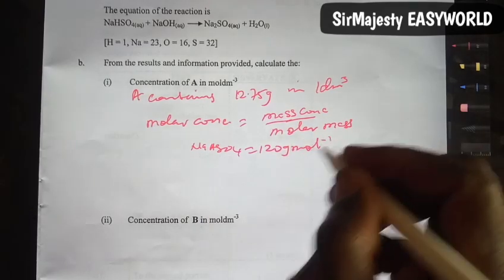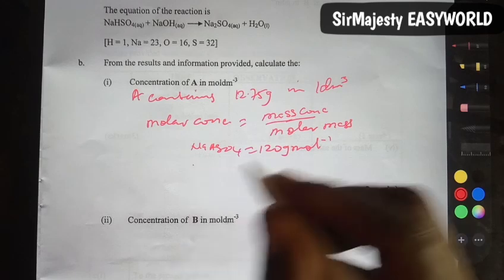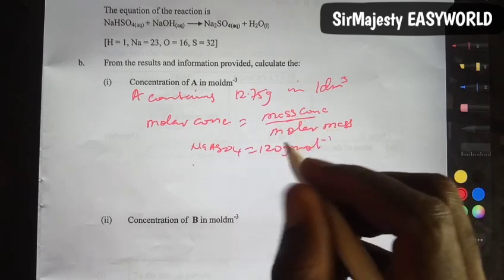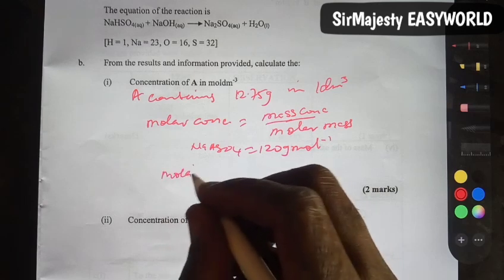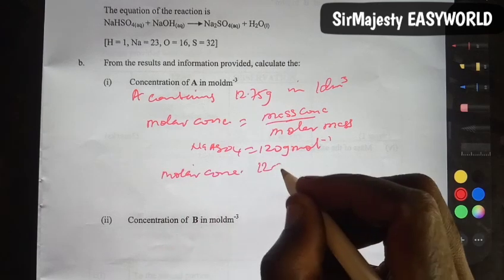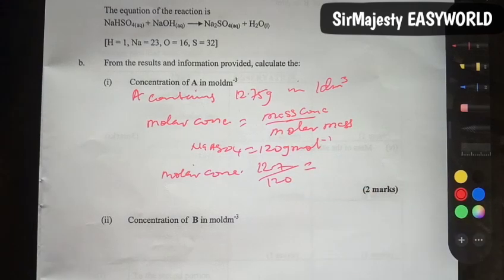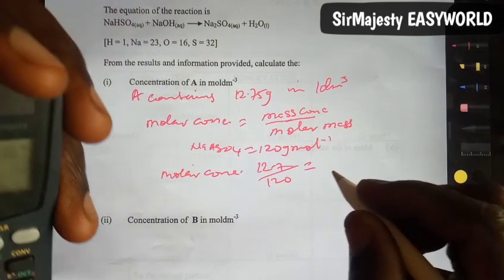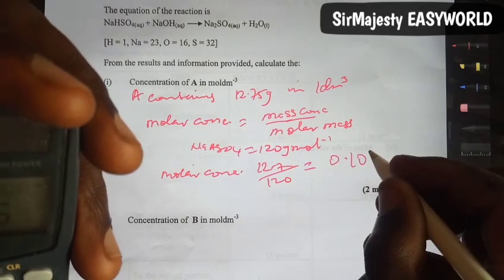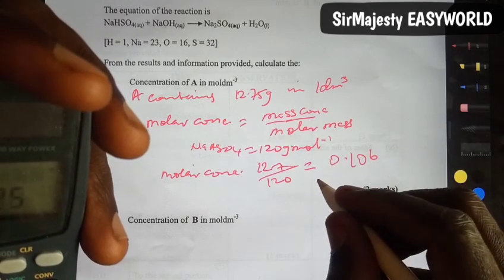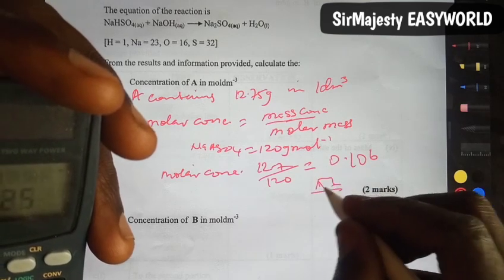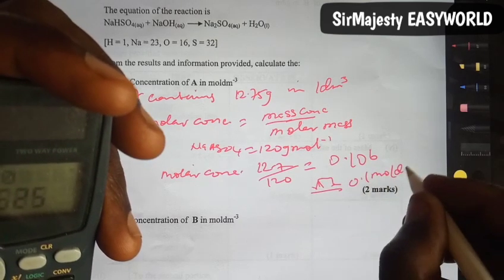Then the mass concentration is 12.75, which means molar concentration is equal to 12.75 all over 120, which will give you 0.106, which approximately will amount to 0.1 mole per dm cube.